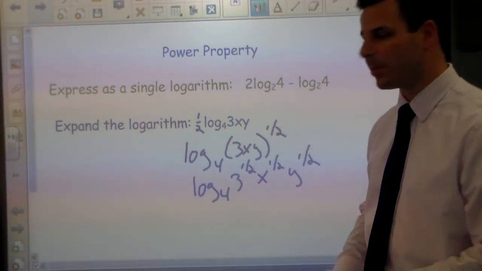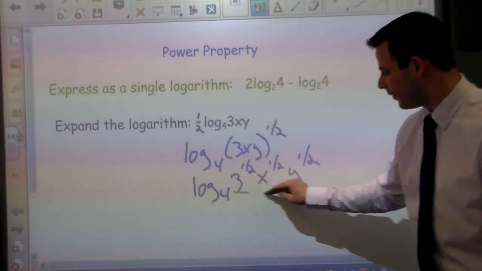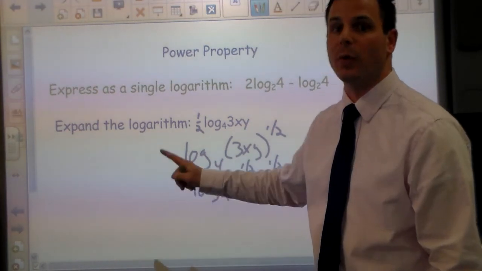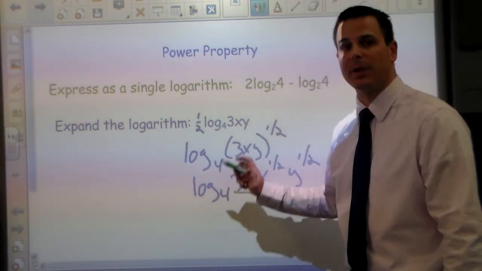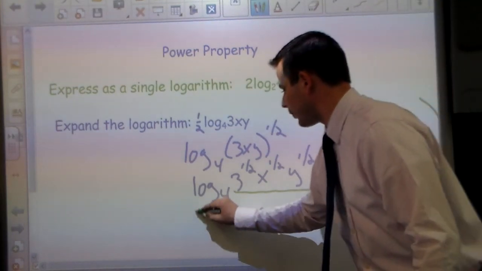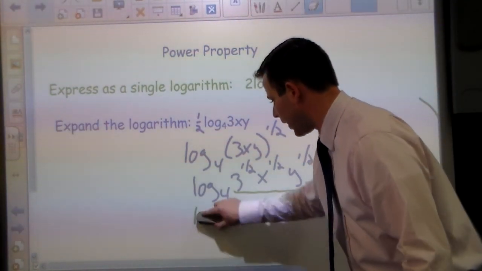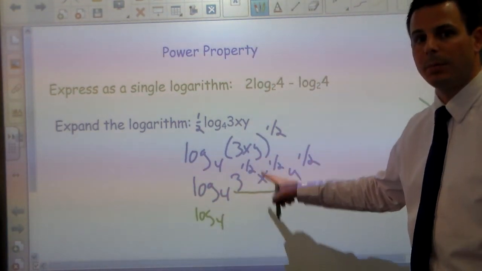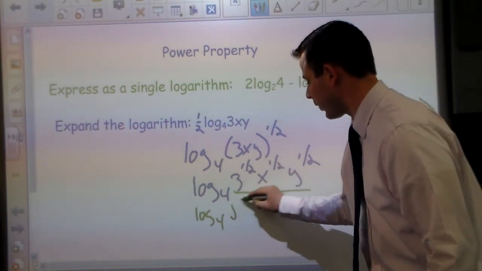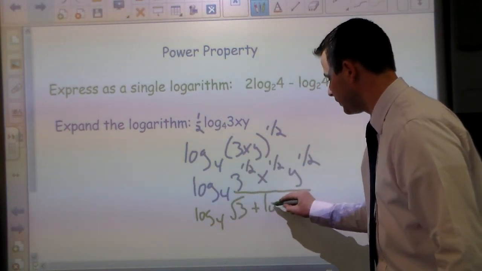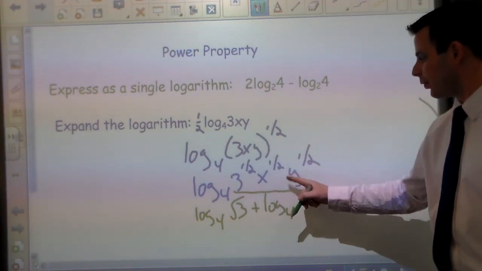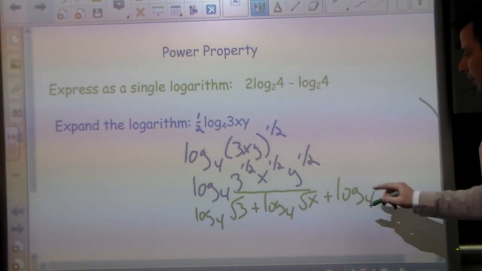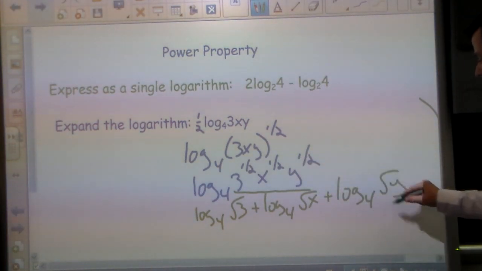And now I can apply the product property because I'm multiplying numbers together. If I'm multiplying the of portion, remember, when you're working with multiplication and exponents, you add the exponents. So we're going to add the logs because log means exponent. So let's rewrite this as log base 4 of 3 to the 1/2 power. But I know what 1/2 power means. That's power over root, so that's radical 3 plus log base 4 of power over root, radical x, plus log base 4 of power over root, radical y.